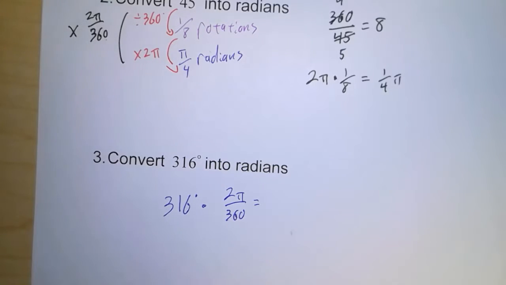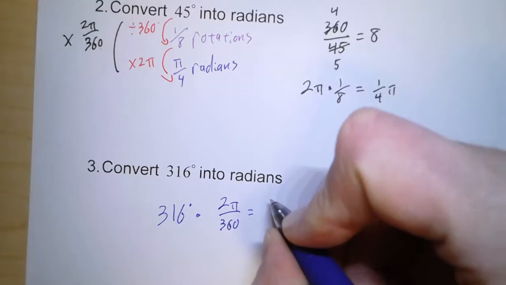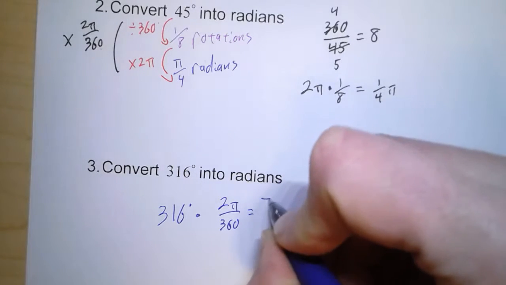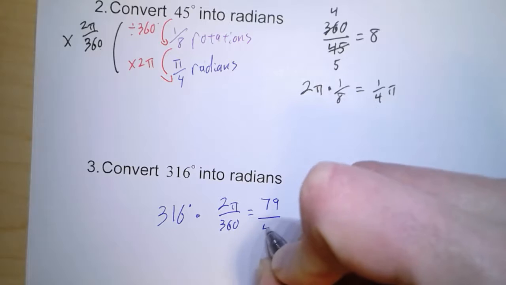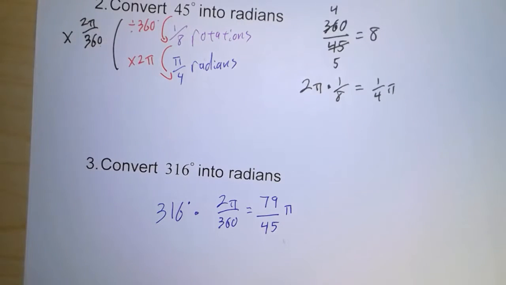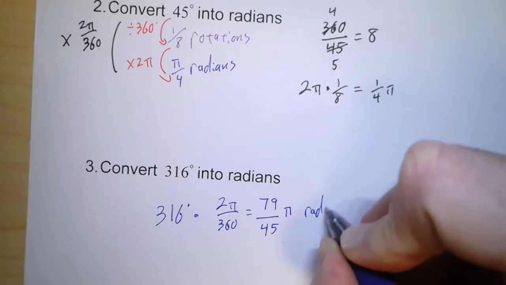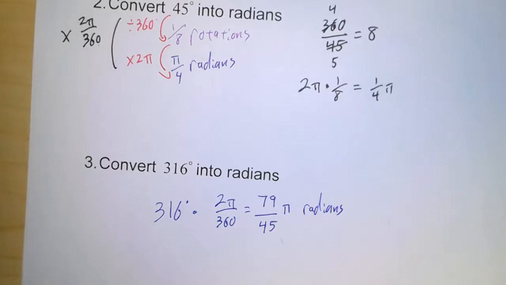So what I'm going to do is take 316 times 2 divided by 360. And so when I do that, I get a fraction of 79 over 45 pi. And that's as simplified as we can get. And so that is our angle in radians.